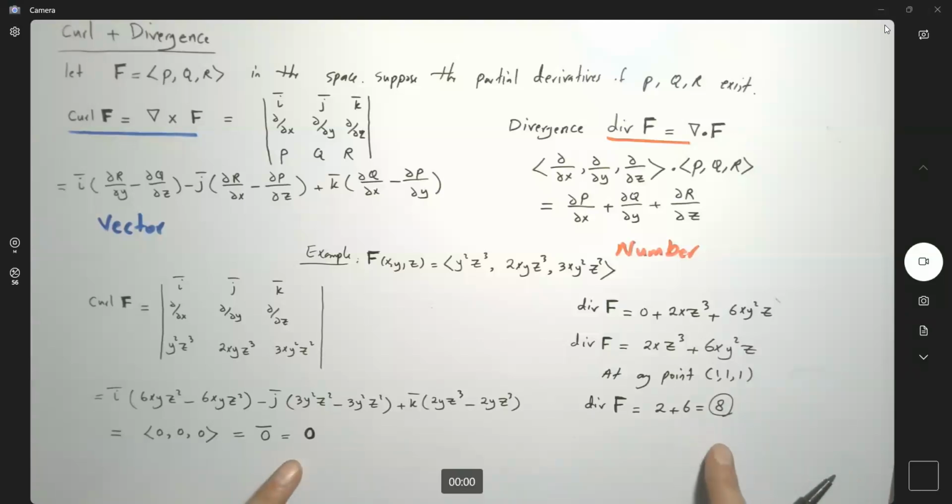So note the difference between these two. The curl of f represents a vector. For the divergence, at different values, different points, you get a different divergence.